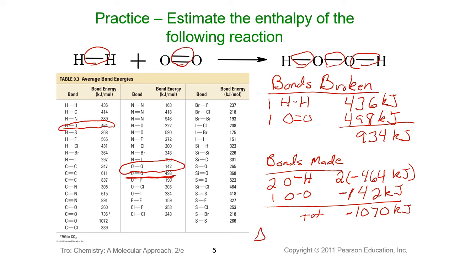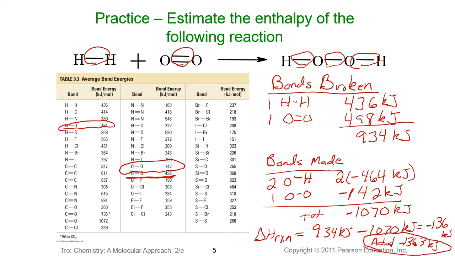Now if we want to find the enthalpy of the reaction, it's going to be equal to 934 from breaking them minus 1070 kilojoules from making the bonds, or negative 136 kilojoules. So this again is an exothermic reaction. If we look up the actual value, it is negative 136.3 kilojoules. So our estimate is pretty close.